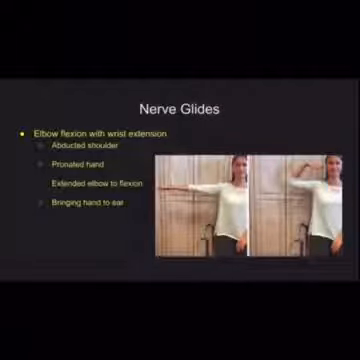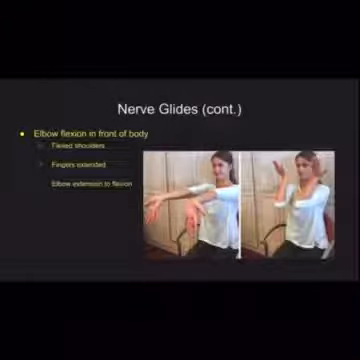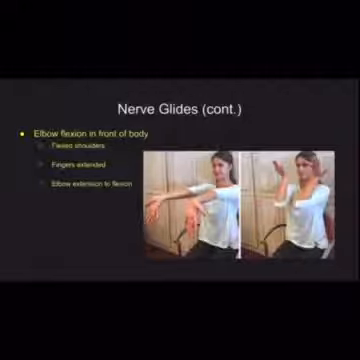For the nerve glides, the first one is elbow flexion with wrist extension. Your shoulders are abducted, your hand is pronated, and you take your elbow from extension to flexion, bringing your hand to your ear. The second one is elbow flexion in front of the body, with your shoulders flexed, fingers extended, and your elbow goes from extension to flexion.